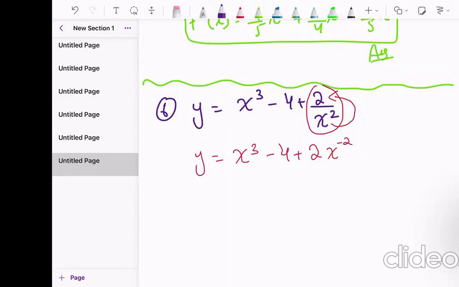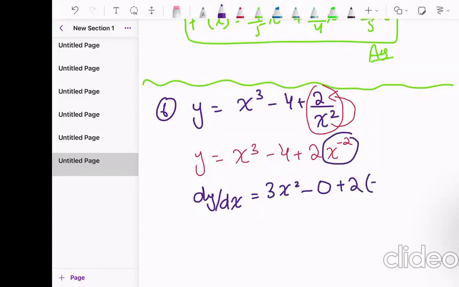Now we will apply the differentiation, so it will become dy upon dx. This will be 3x squared, and this will become 0. We don't need to write down plus 2. Now, the differentiation of this will be: minus 2 will come down, and we have to apply minus 1. So 3x squared, we don't need to write 0 again. Now, 2 multiplied by minus 2 will be minus 4, and x raised to the power minus 3. So this will be the final answer.